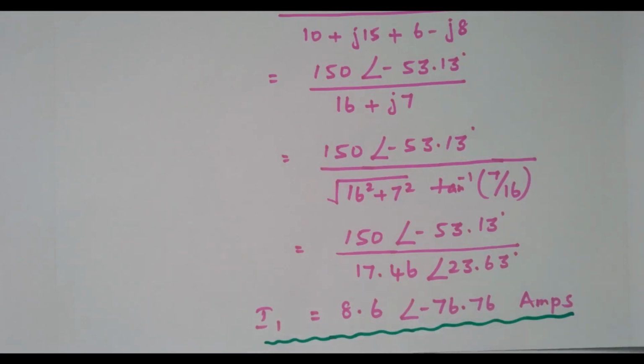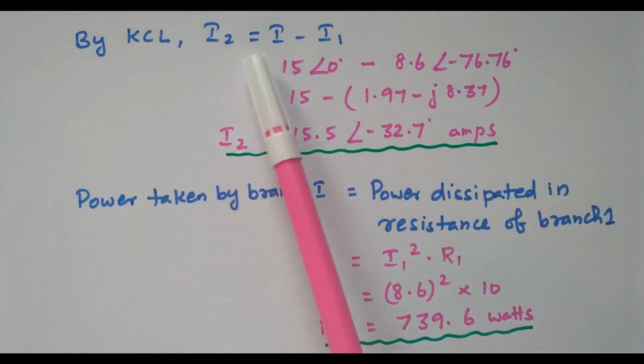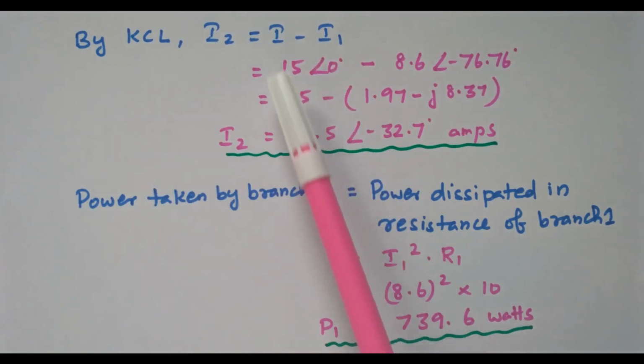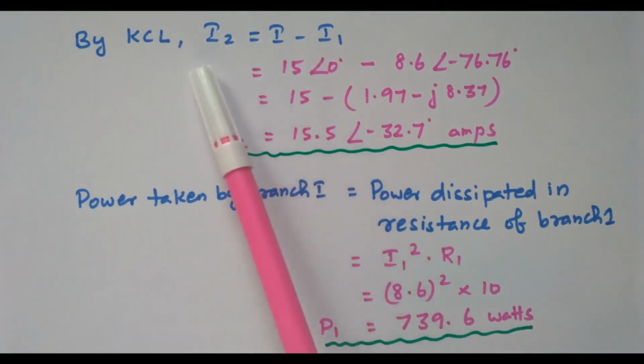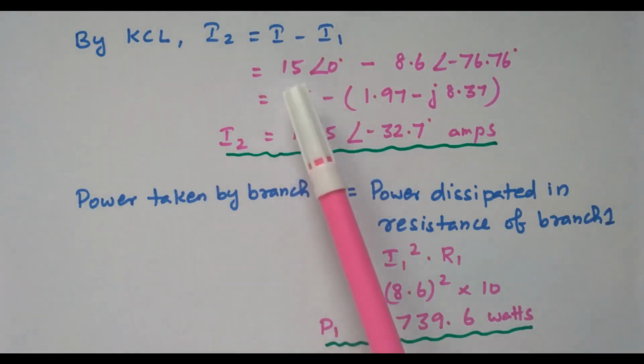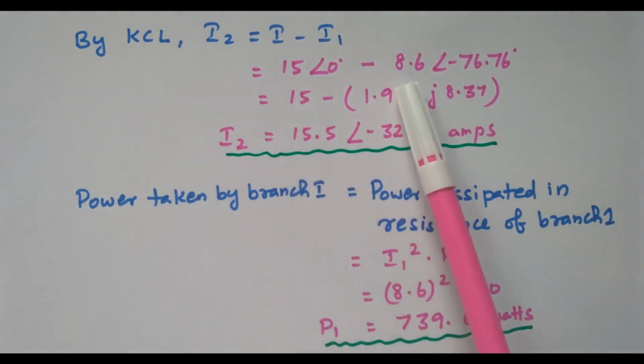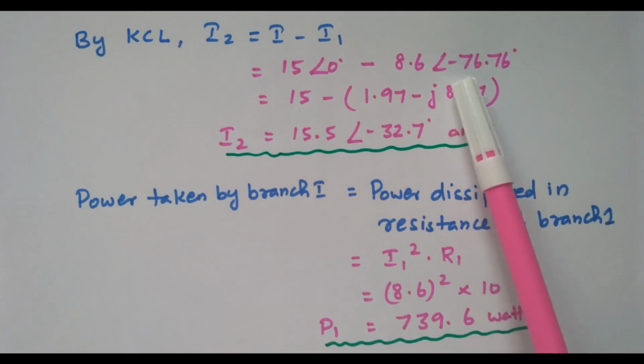Now we will find the I2 value. By using Kirchhoff's current law, I equals I1 plus I2. From that, I2 equals I minus I1. So I is the total current, 15 at an angle of 0. The I1 we just calculated is 8.6 with an angle of minus 76.76.